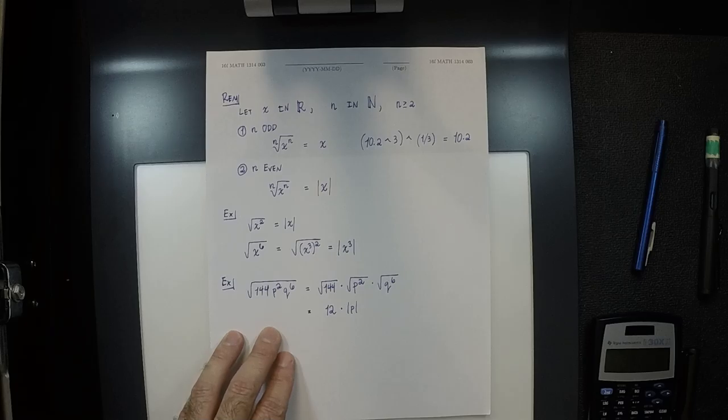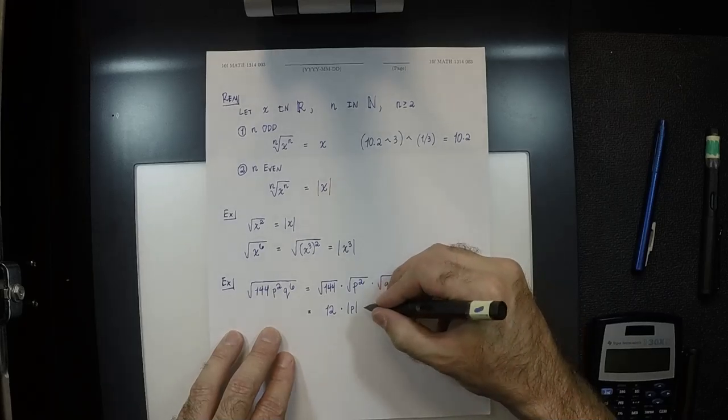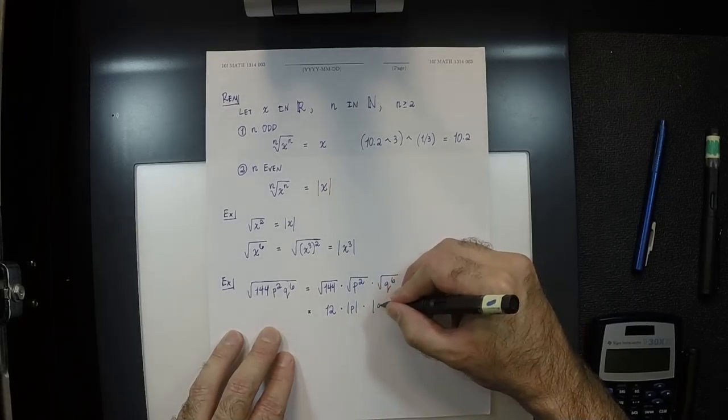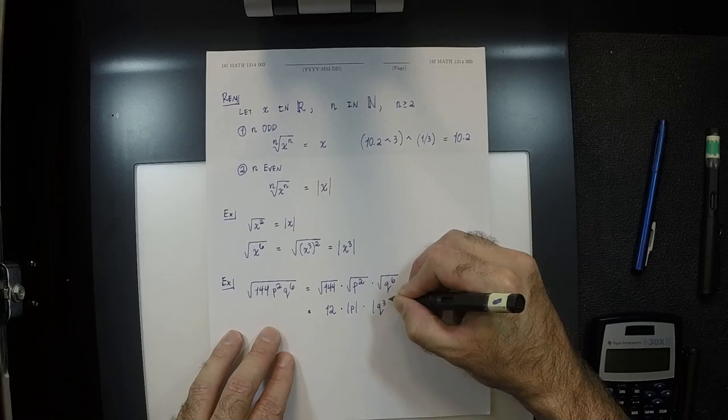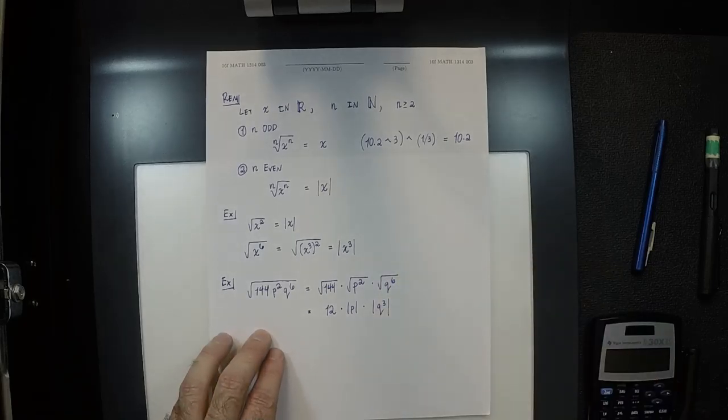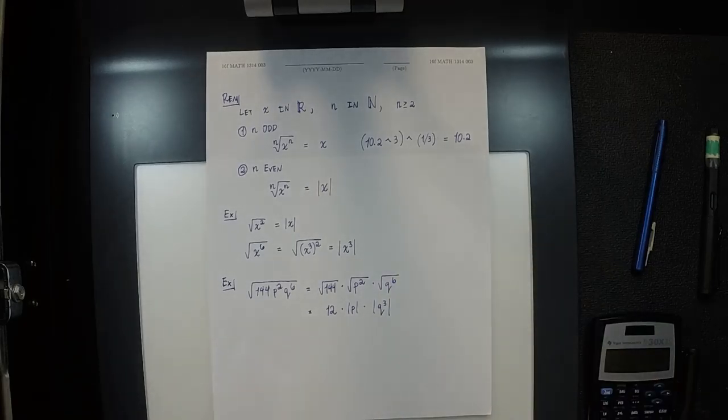Now what is the square root of p squared? Absolute value of p. And then what is the square root of q to the 6? Yes, absolute value of q cubed, which is kind of funny to say, isn't it? And so typically, one remark. If the exercise said nothing further than what I have written here, then this is the answer.